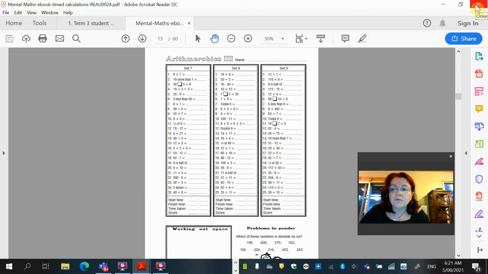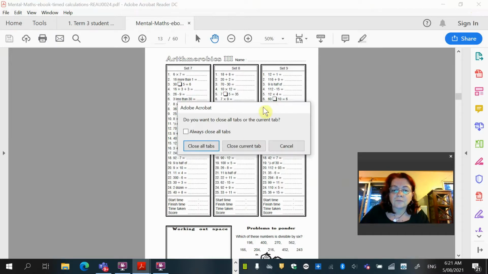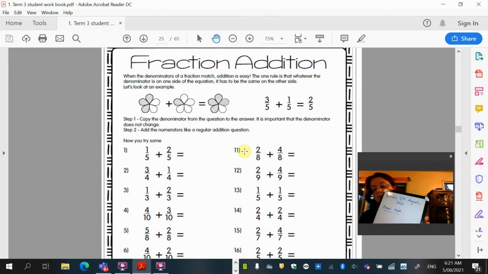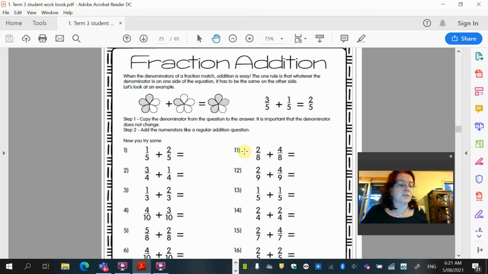Okay, let's move on to fractions. And head up your book as fractions. Today we're doing page 25, 26 and 27 out of your Term 3 Maths student book. And just head it up with the date again as I showed you before, Thursday the 5th of August, but this time head it up fractions or comparing fractions like we did yesterday.